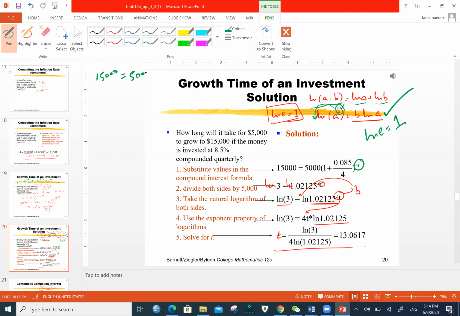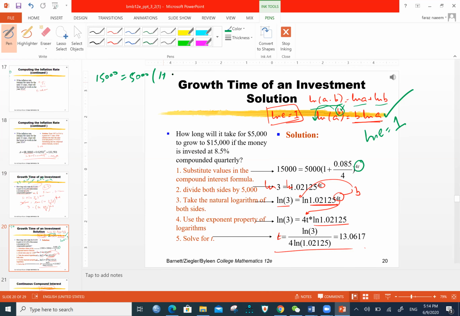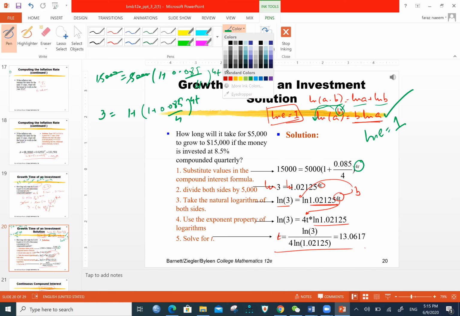15,000 equals 5,000 times (1 plus 0.085 over 4) raised to power 4t. We cancel the zeros, 5 with 3, so we have 3 equals 1 plus, if we divide it, let's say 0.0855440. Now we take natural log on both sides.